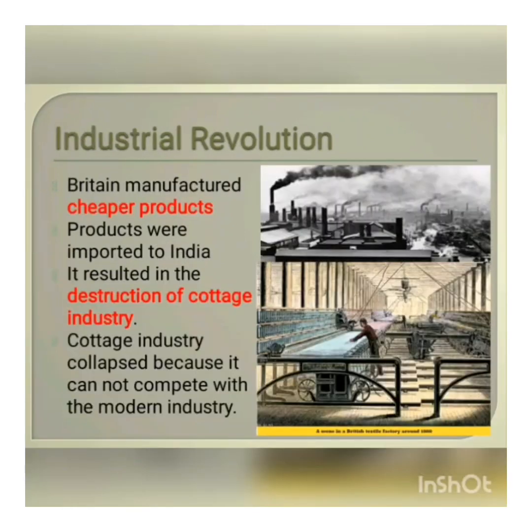Next comes the Industrial Revolution. The British were manufacturing cheaper products, products of low cost, in factories. Products were imported to India. It resulted in the destruction of the cottage industry. The cottage industry collapsed because it could not compete with the modern industries set up in the West. So Muslims suffered a lot due to this Industrial Revolution in the West.